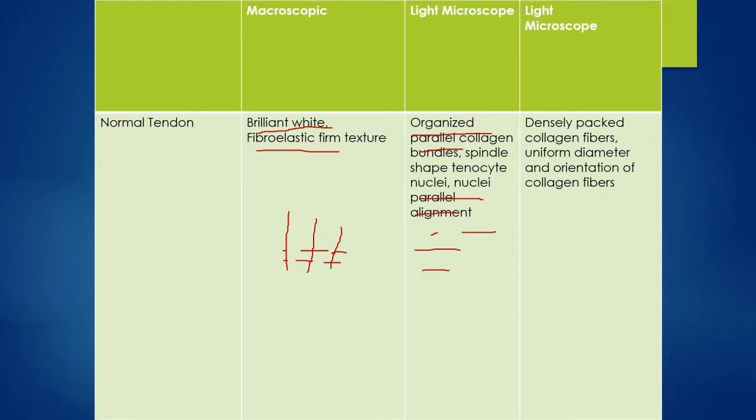Also, we see that the collagen fibers are densely and tightly packed together. Because they're all composed of the same type of type 3 collagen, all of the fibers have a uniform diameter and a uniform orientation. So we see there's normal appearance of the cells, there's normal appearance of the extracellular matrix consisting of the collagen fibers. Now, what type of changes do you think we can see in the presence of degenerative tendons?